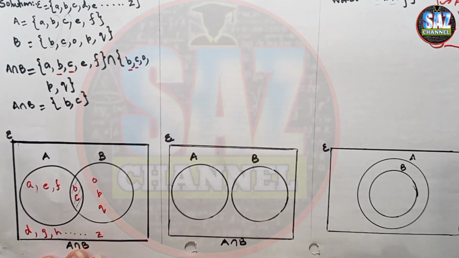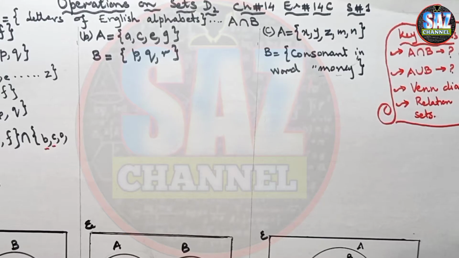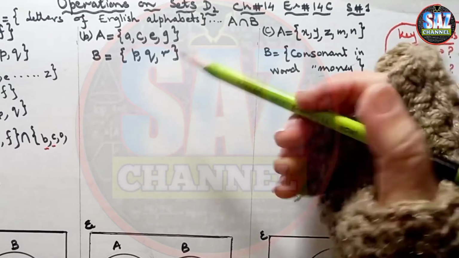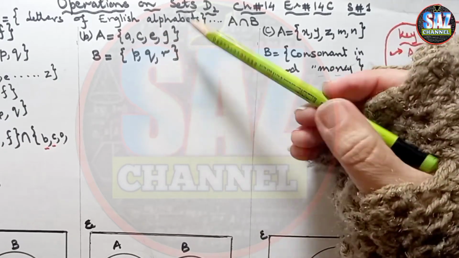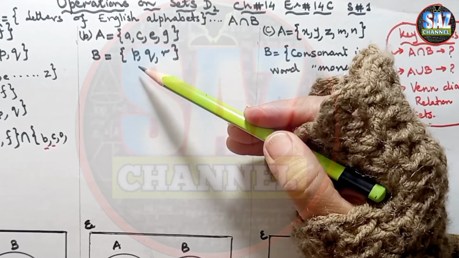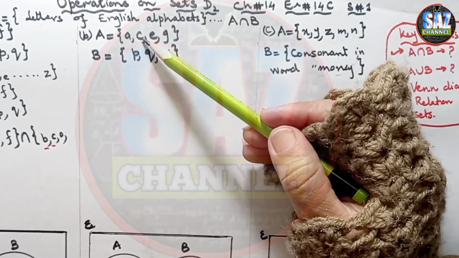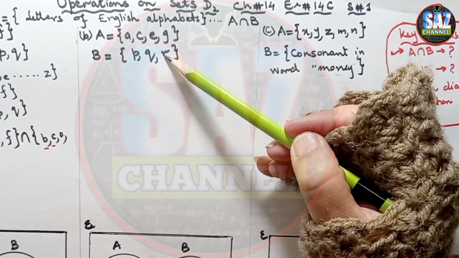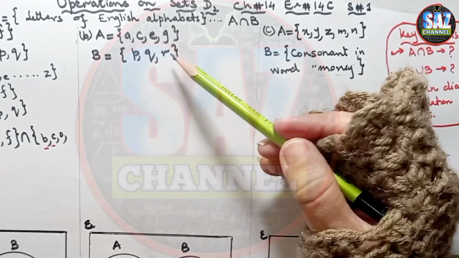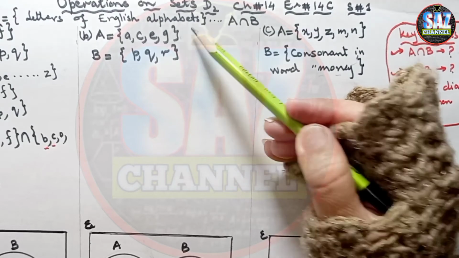I hope you are clear about this question. Let's move to the next part. The next part is: set A has the elements A, C, E and G, and set B has the elements P, Q and R. If we look at the elements of both these sets, we can see that there is no element which is common in both.